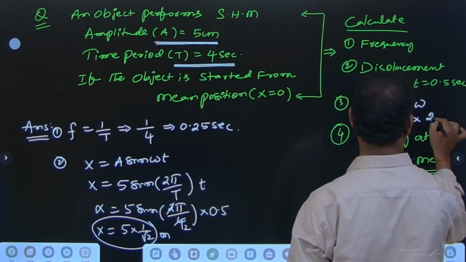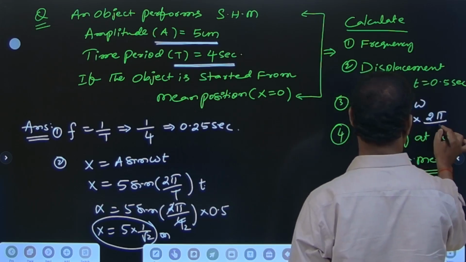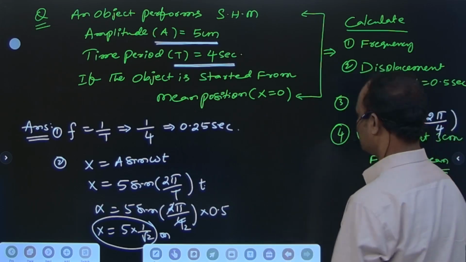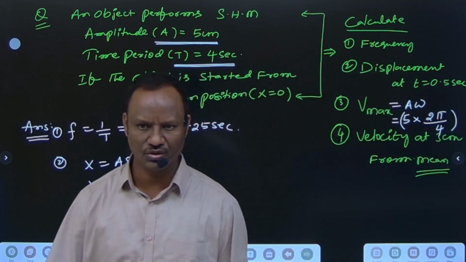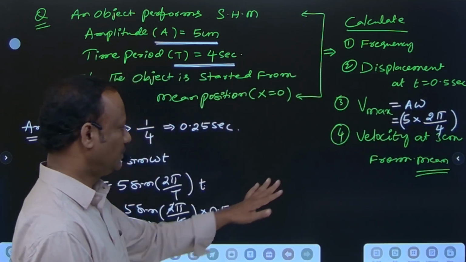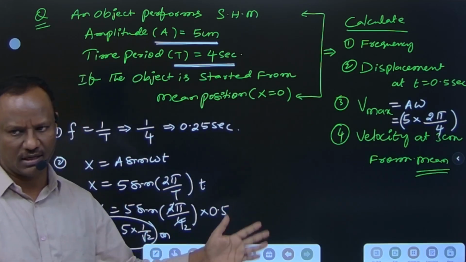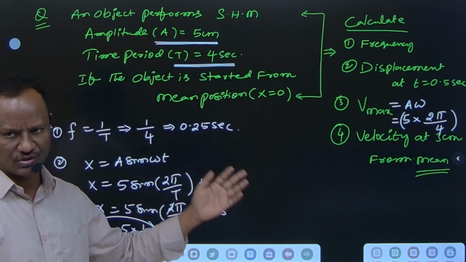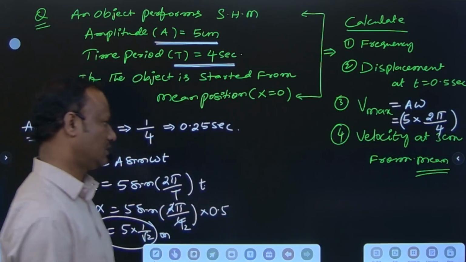Omega is 2 pi by T, which is what? It's 4, that will be your answer. 2 ones, 2 2's. So pi, in terms of pi, leave it. Otherwise, pi value substitution, according to the options, we can answer.